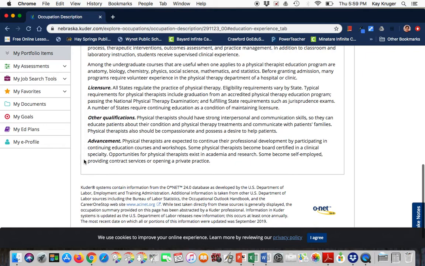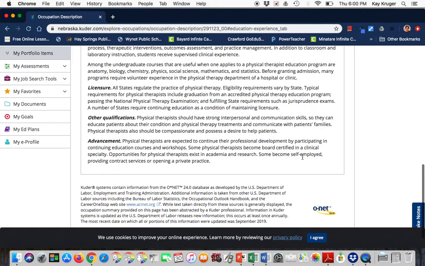So as we look at advancement under Nebraska Career Connections, it says physical therapists are expected to continue their professional development by participating in continuing education. Some physical therapists become board certified and specialize in things. They also may start working in academia, in other words, teaching, or they may be involved in research, which might be an opportunity for them to advance. And then some become self-employed. For example, they might open their own practice, their own clinic. So that is their advancements.